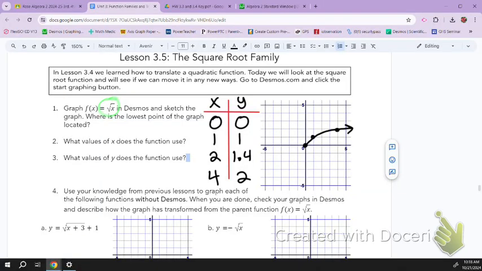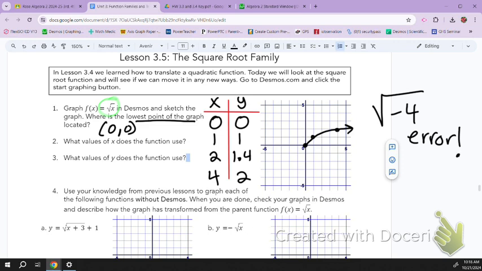And now it says, what's the lowest point on my graph? What's the lowest point on this graph? 0, 0. We don't have any negatives. Do you guys see that? There's a solid dot that starts this graph, because you guys told me I cannot square root negative numbers, right? This results in an error. We can't do that right now.